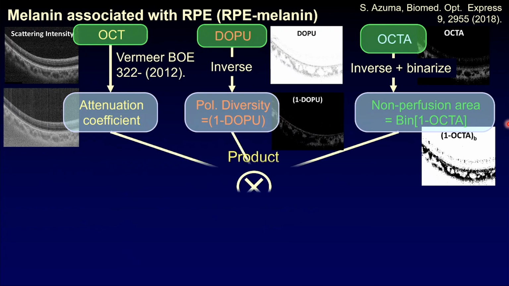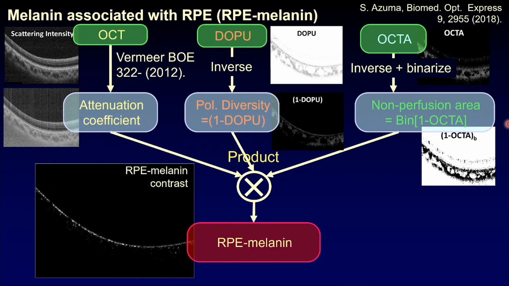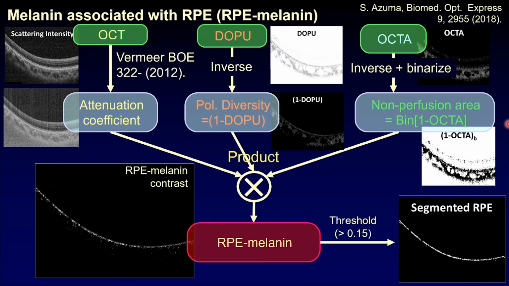And then multiplying them. By this multiplication, we can selectively contrast the melanin associated with the retinal pigment epithelium, RPE melanin, okay? And then by applying a threshold, we can very easily segment out the retinal pigment epithelium. So here the point is, this segmentation doesn't utilize any morphological information. So this means even in a severely diseased eye with a severe deformation of the retinal pigment epithelium, we can generally apply this method to segment out the retinal pigment epithelium.